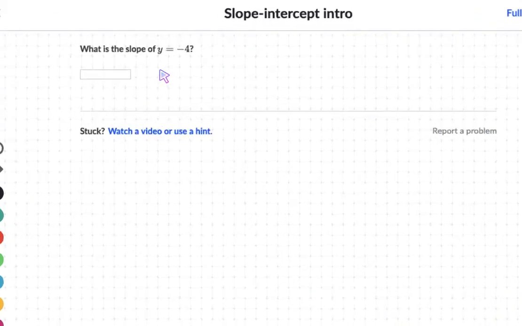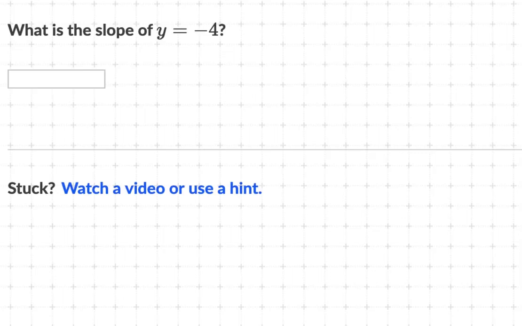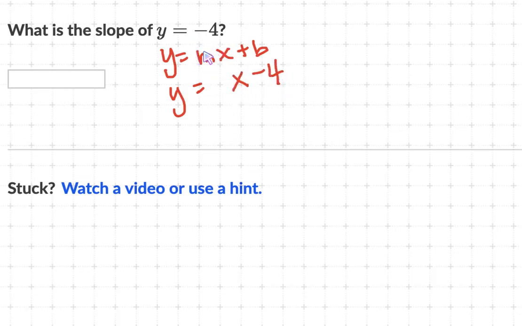For this problem, they want you to know what is the slope of y equals -4. Pause the video and try it on your own first. Okay, two ways that you can figure this one out. First, you can try writing in y equals mx plus b form. So we know our b is -4, and then our slope disappeared, so it had to be 0 in order for it to disappear. Okay, when the slope is 0, we know it's a flat line. Okay, so there's the slope right there, 0.